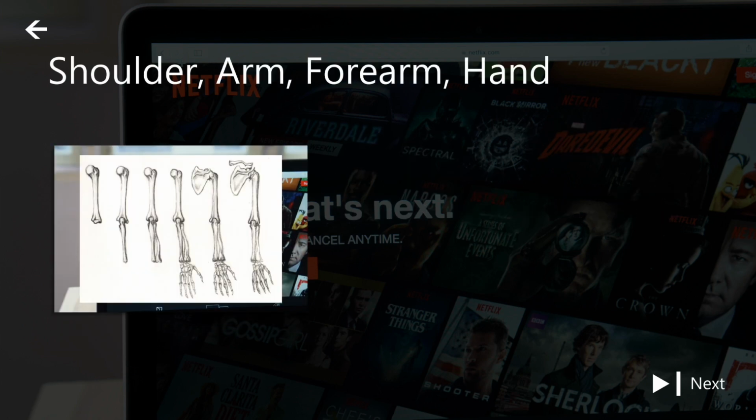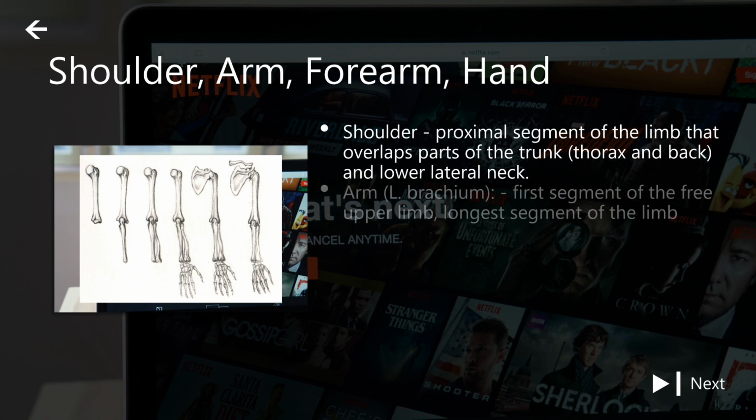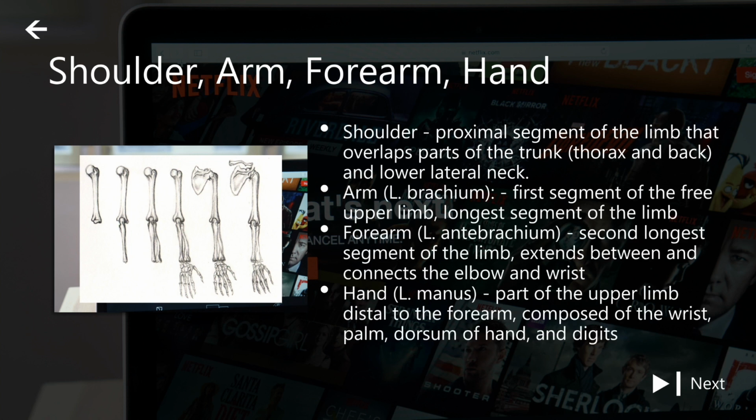The drawing right here on the left displays the different segments or parts of the upper limb, starting from the arm, then the forearm, and the fingers, with the scapula and the clavicle. The shoulder is located in the proximal segment of the limb that overlaps parts of the trunk, which is the thorax and back, and lower lateral neck.